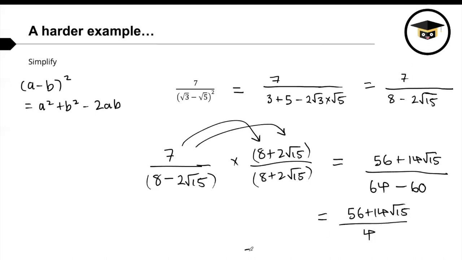And we can simplify this one more time because these are all divisible by 2. So we get 28 plus 7 root 15 over 2. And that would be our final answer.